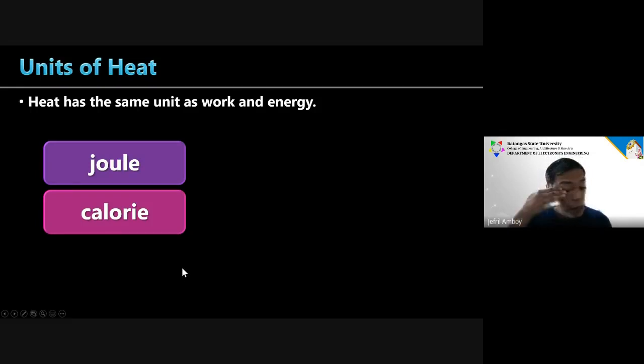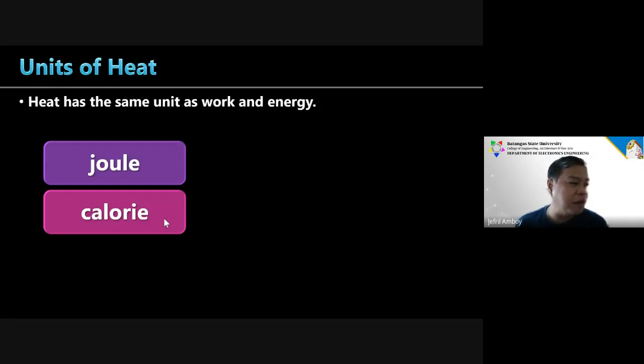Okay? So, I repeat, no? We define calorie as that amount of heat required to raise the temperature of how much? 1 gram of water, no? By how much? By 1 degree Celsius. But the 1 degree is specified, no? It's from 14.5 degrees to 15.5 degrees Celsius.